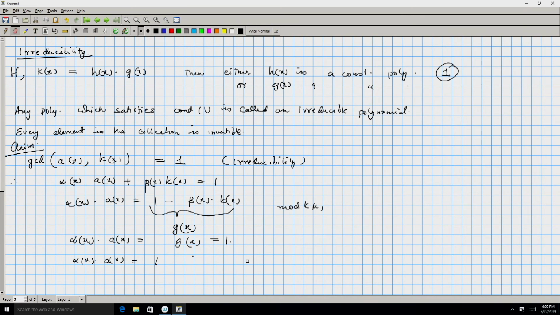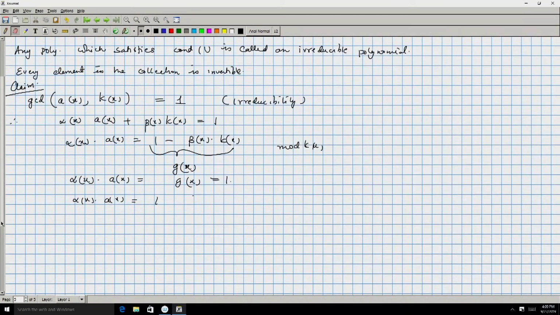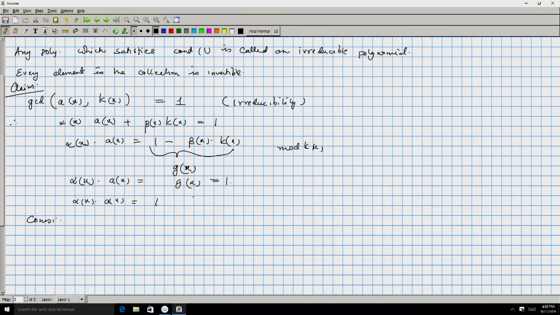Okay. So, that means if we look at the polynomial corresponding to alpha x, that is, consider the remainder obtained on dividing alpha x by Kx, let us call that alpha prime x. Alpha prime x is the multiplicative inverse of Ax. So, we took an arbitrary polynomial from our collection, and since its GCD with Kx is 1, we can find a linear combination of Ax and Kx which gives us 1, and from that we can extract an inverse of Ax. That means that every element is invertible, and therefore, this collection forms a group.